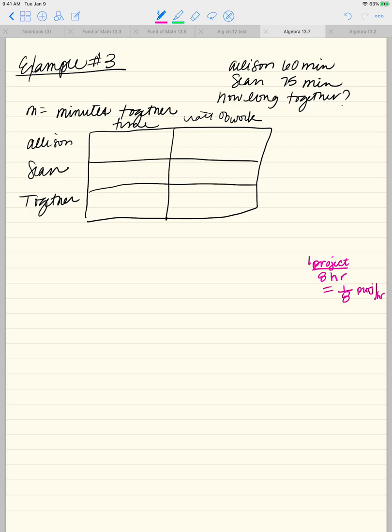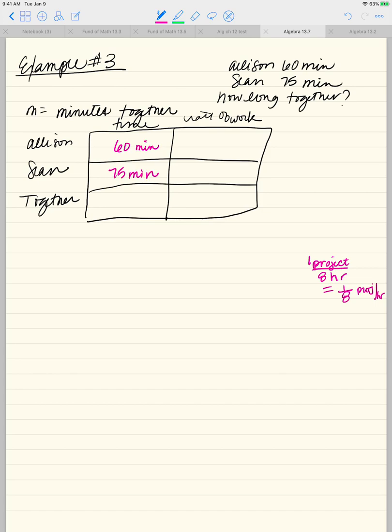Example number 3 says, the yearbook advisor knows that Allison can proofread a chapter in 60 minutes. Sean can proofread a chapter in 75 minutes. How long will it take them to proofread other similar chapters if they work together? So we're going to let M equal the minutes that they are working, or the minutes that it should take if they work together. All right, so the time that it takes for Allison to do the task is 60 minutes. The time that it takes Sean is 75 minutes.